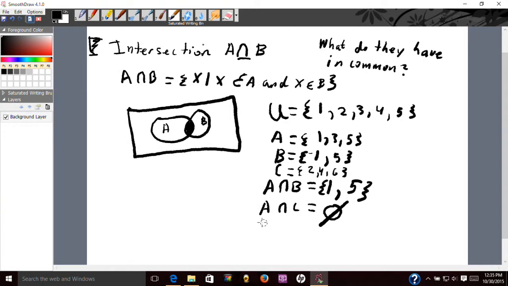Alright? What about the intersection of B and C? Do those have anything in common? Well, looks like they don't also. No 1s and no 5s, no 2s, 4s, or 6s. Once again, these would be disjoint events. They have nothing in common.